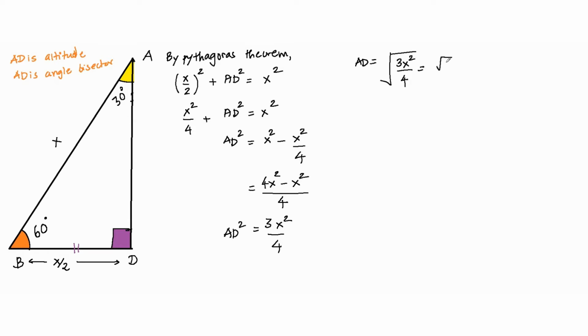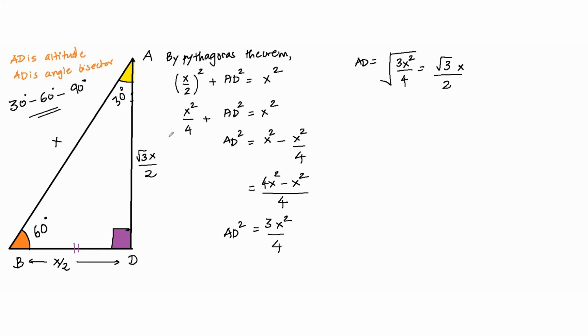So square root of 3 becomes root 3, square root of x square becomes x, and square root of 4 becomes 2, right? So this particular length is therefore root 3x upon 2. Now we have all the three sides of the given triangle. This is a 30, 60, 90 triangle. Why is it called a 30, 60, 90 triangle? Because the angles of this particular triangle are 30, 60 and 90.